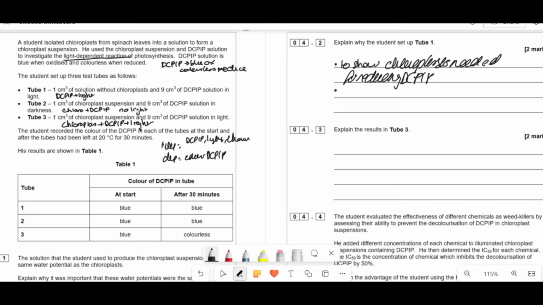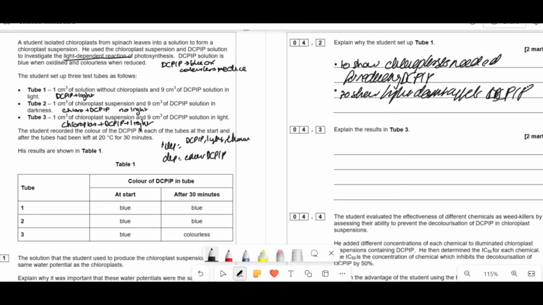So we know that chloroplasts are needed, but if we have no light, nothing happens. So then it also shows that light has no impact on it, because if you do that, it's blue and blue as well. So clearly, it's just to make sure that light isn't for some reason making DCPIP go funky as well. So it's just to show light doesn't affect DCPIP.